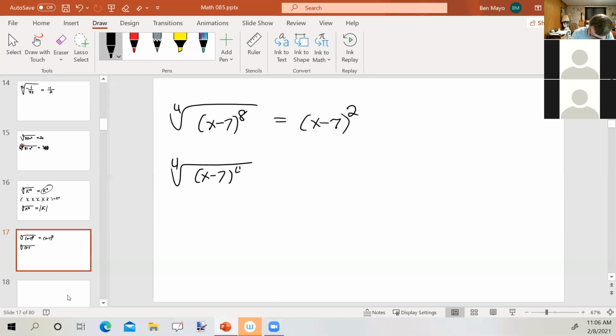How about this? That would just be x minus 7, right? Do I need absolute value bars there? Yes. There you go. You're catching on. You're getting back in the saddle. Okay. Let's see here.